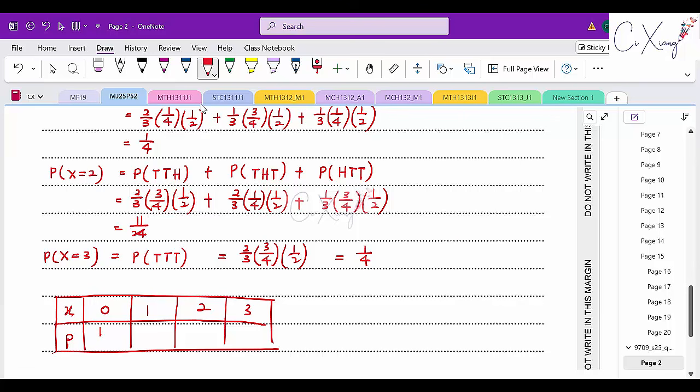So when x equals to 0, I'm having 1 over 24. When x equals to 1, I'm having 1 over 4. X equals to 2 is 11 over 24. Then after that, the last one is 1 over 4 here.